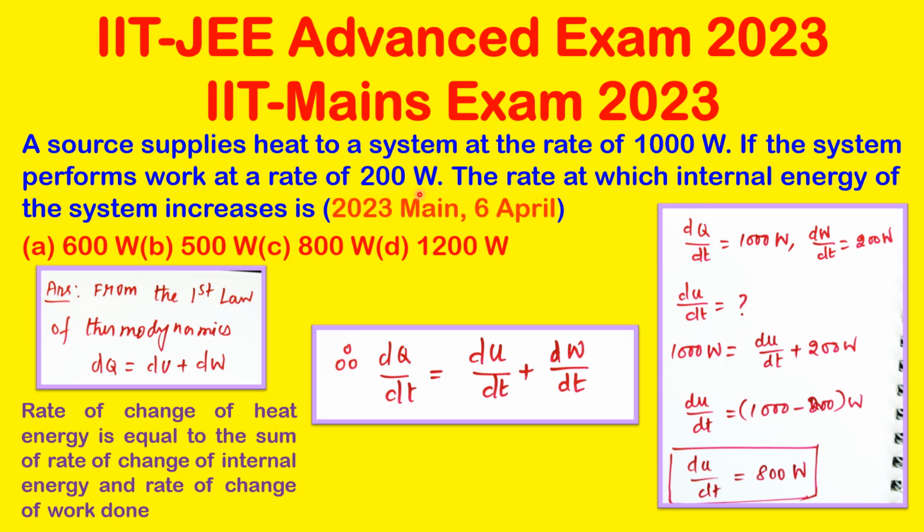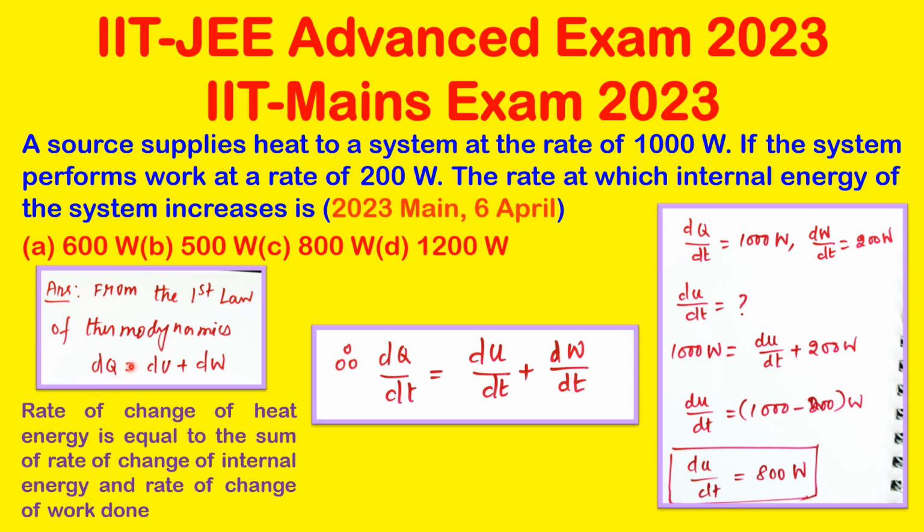We have to find out how much the internal energy increase will be under this condition. We have four options, and after solving this question we have to find the right answer. From the first law of thermodynamics, dq is equal to du plus dw.